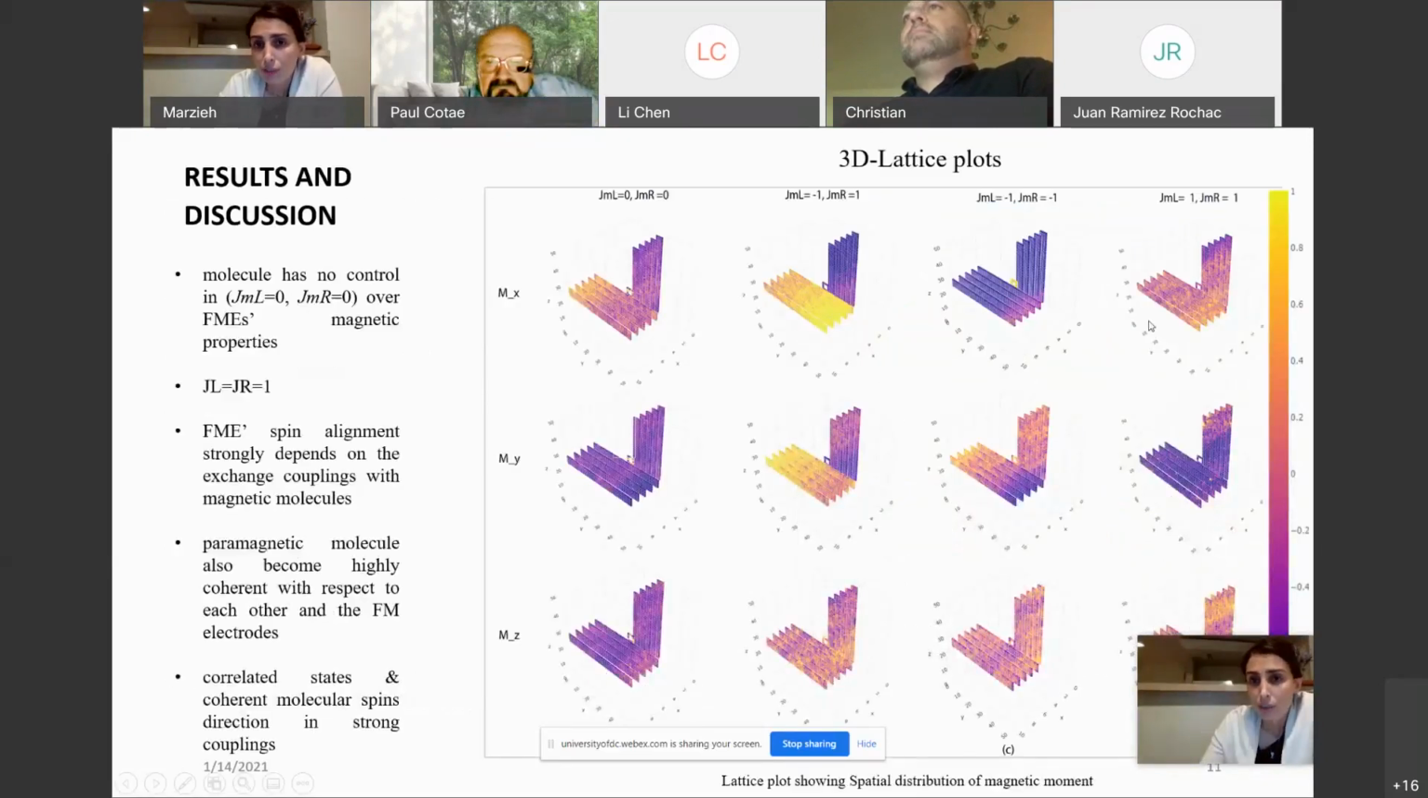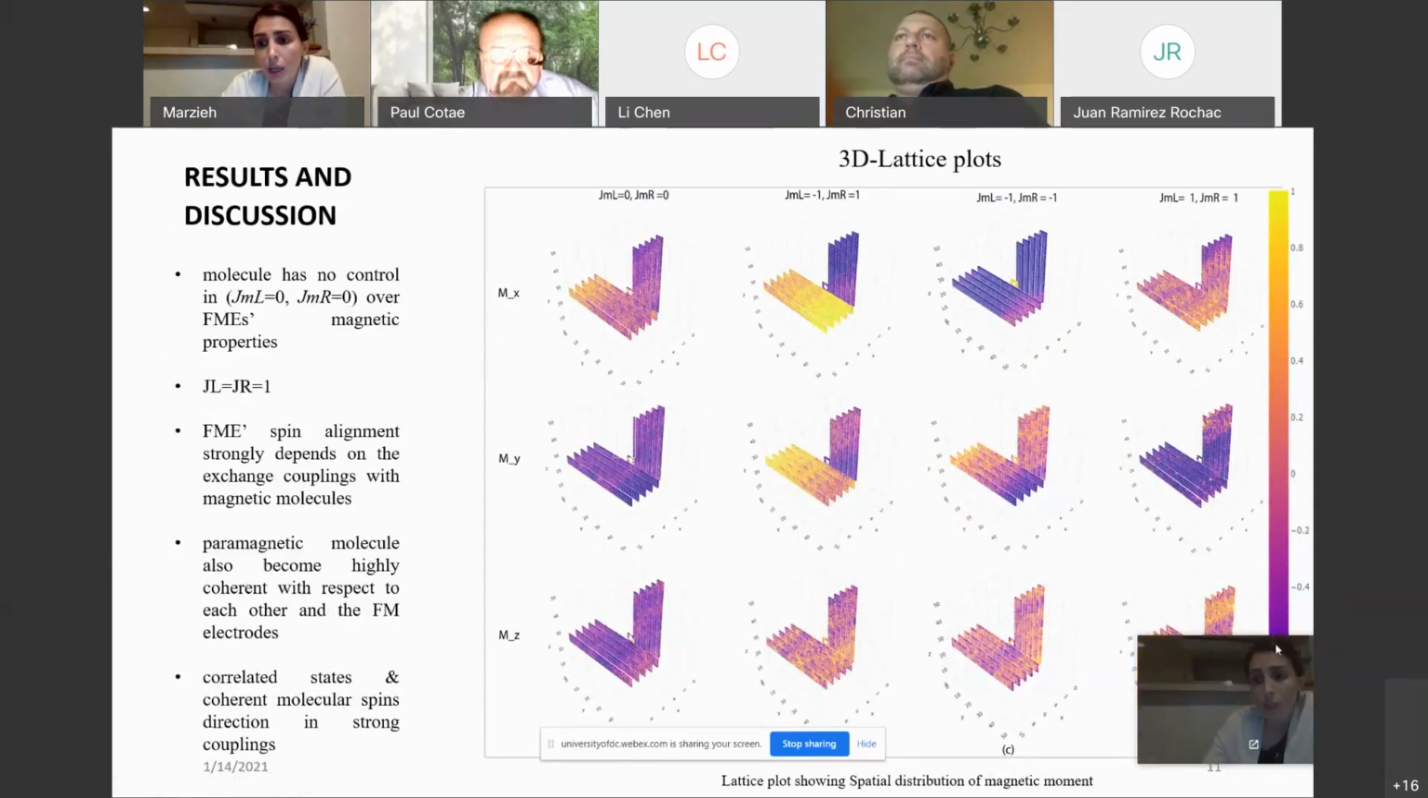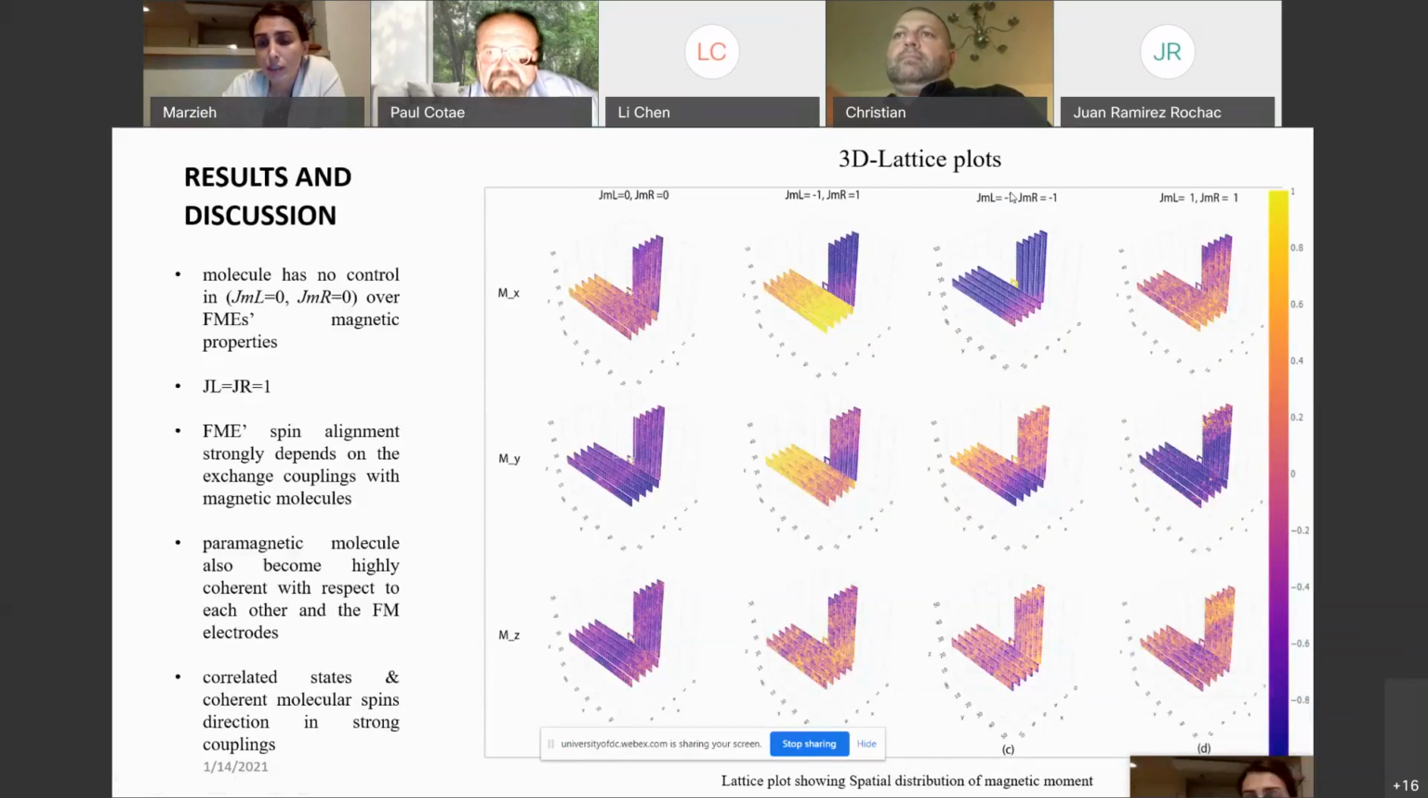So we observed the temporal evolution of magnetization of the device. Now we want to see what is actually the spatial distribution of the magnetic moment. The magnetic moment can be recorded in 3 different directions of x, y, and z. Again, we have 4 extreme cases: 0, 0; -1 and 1; -1, -1; and 1 and 1.